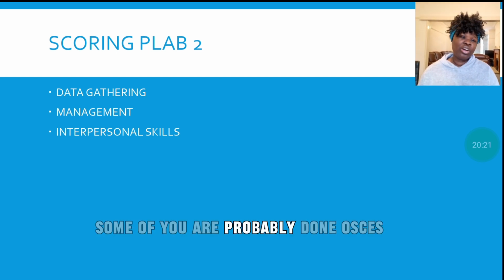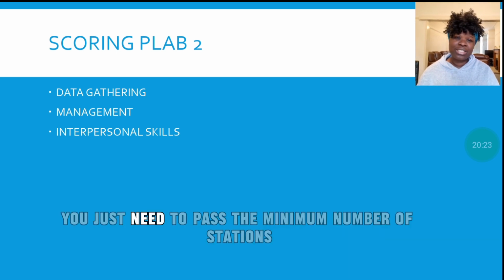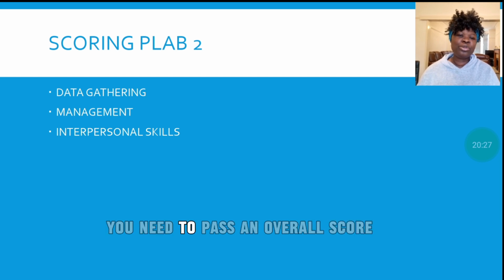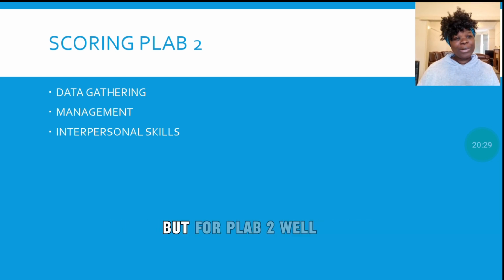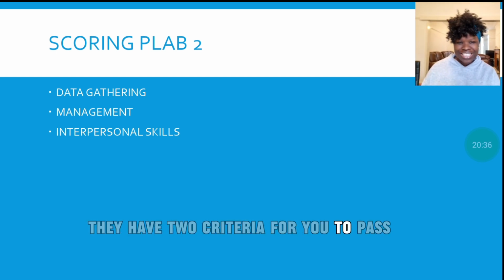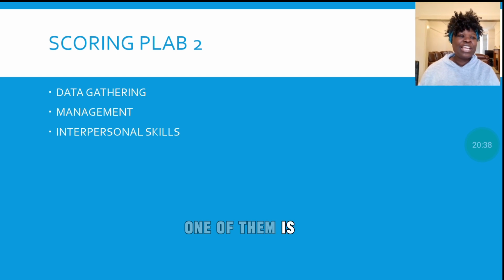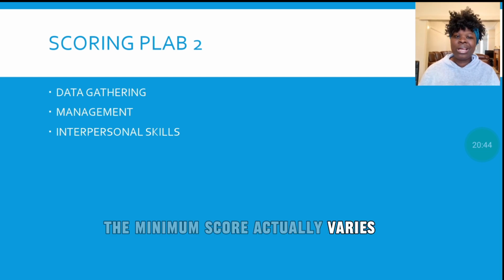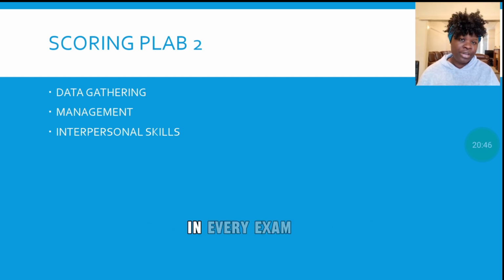Some of you have probably done other OSCEs where really you just need to pass a minimum number of stations, or they just say, okay, you need to pass an overall score. But for PLAB 2, well, it's not like that. The General Medical Council has two criteria for you to pass. One of them is you need to pass the minimum score. And to be honest, the minimum score actually varies every day, in every exam.